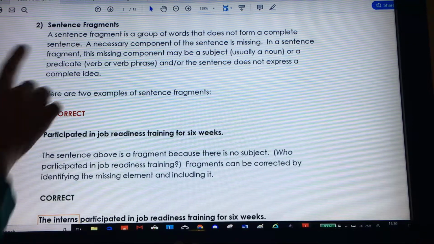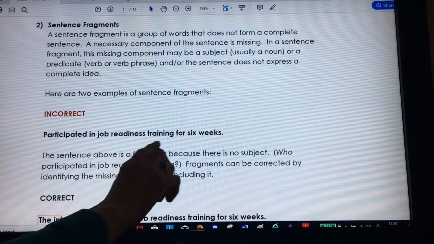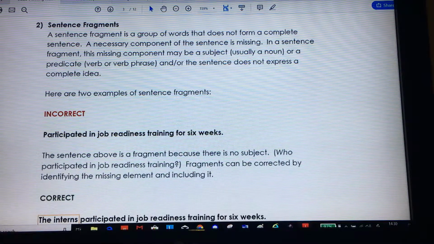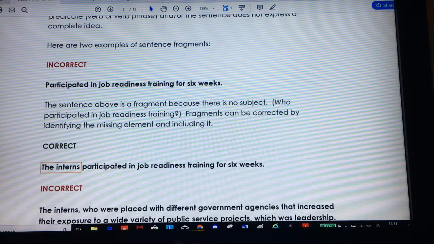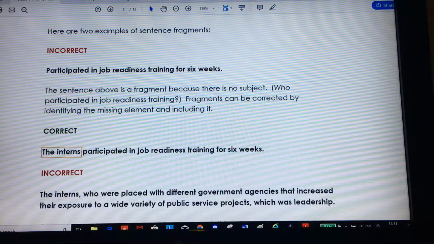The next common mistake that we saw was sentence fragments. So here's an example. A sentence fragment is a group of words that doesn't form a complete sentence. Usually there's something missing. And many times that may be the noun or the subject is missing, or the verb is missing, or the sentence doesn't express a complete idea. So here's an example of an incomplete sentence fragment. Participated in job readiness training for 6 weeks. Who participated in job readiness training? So how we correct that is by simply putting the subject. Who participated? The interns participated in job readiness training for 6 weeks.